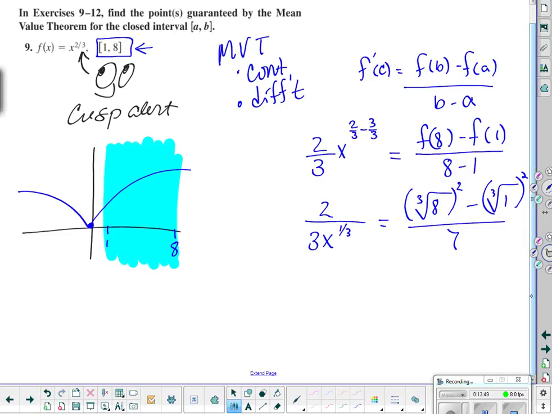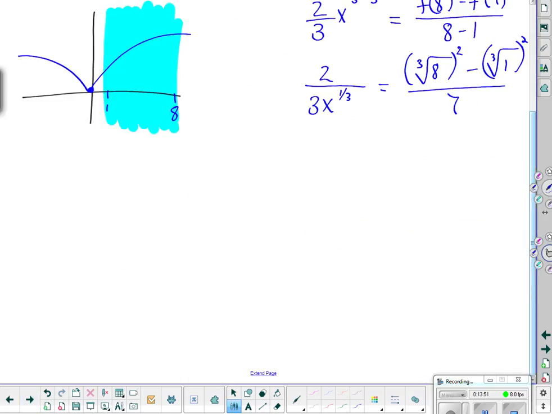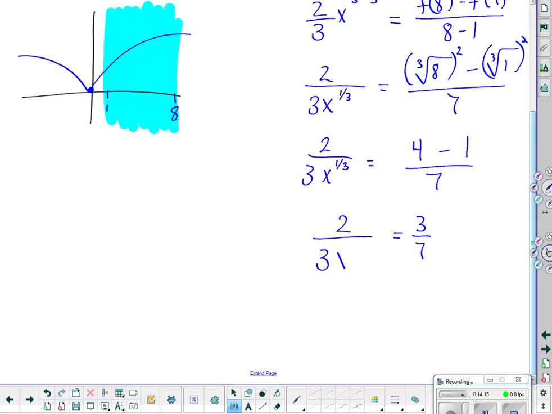All right, do a little calculating. I hope you realize that 8 is a perfect cube, and with that we can take the cube root of 8, get 2, squared becomes 4, minus the cube root of 1, which is 1, and squared is still 1. So I'm going to pick up 7 over 3 as the slope between the endpoints of my function on this closed interval. All right, that brings us to a problem that looks like this.